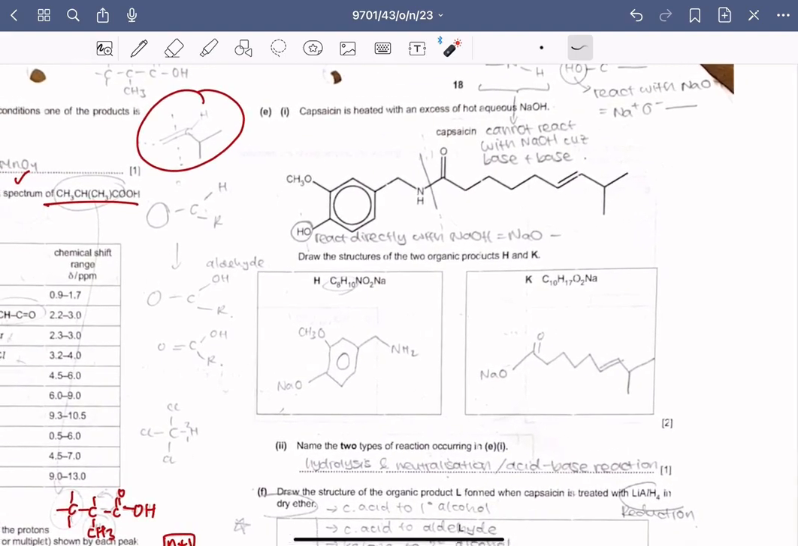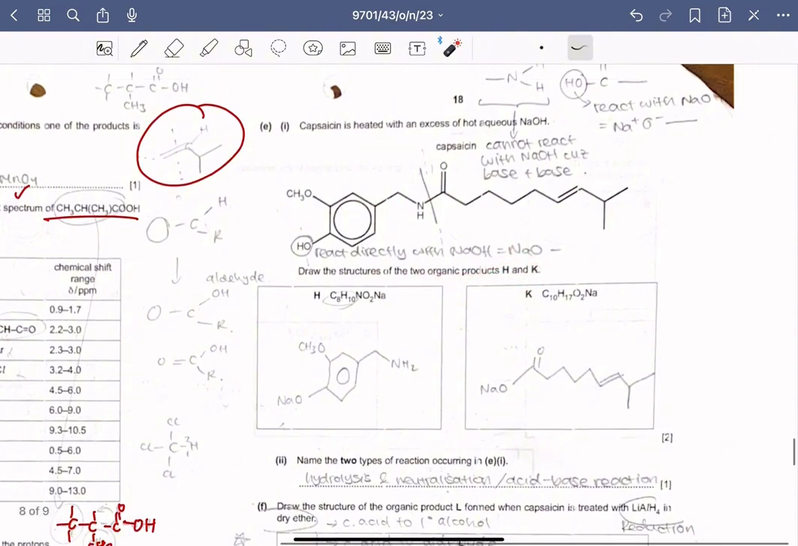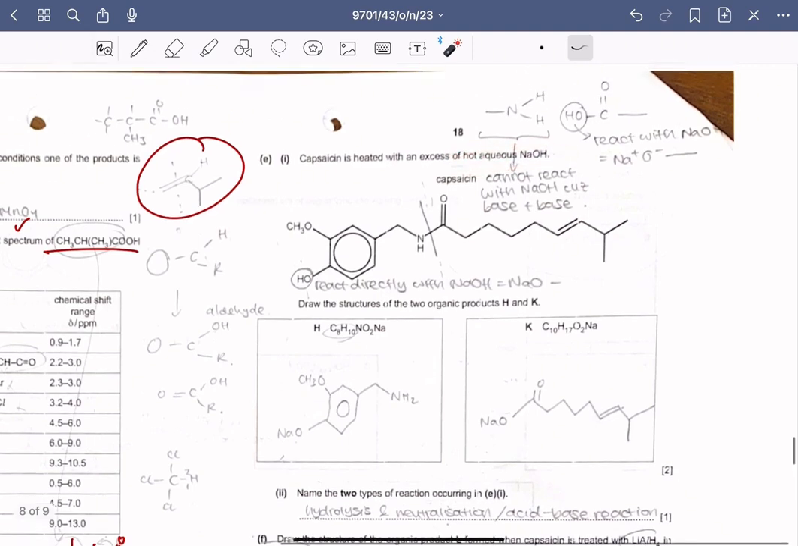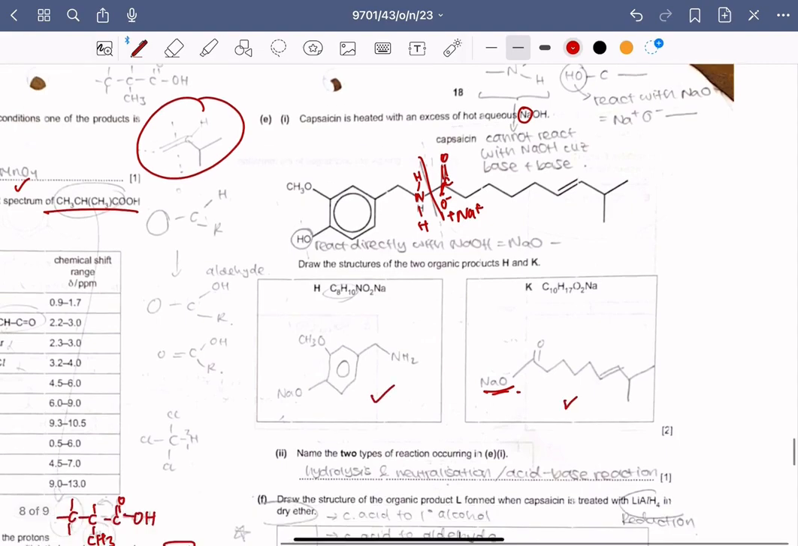Next, E I. Capsaicin is heated with an excess of hot aqueous NaOH. Draw the structures of the two organic products H and K. So hot aqueous NaOH works to break the amide bond, and when it's broken, you split them into H and K, and we are going to draw them separately. This is going to form H, and this is going to form C double bond O bonded to O minus, and then Na plus here, and therefore the sodium salt is formed, and this compound is formed.